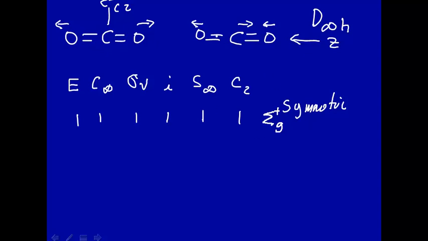Let's look at this particular vibration. Okay, if we rotate around the z-axis, nothing happens. The arrows still point in the same way. Oh, we forgot the 1 here. That'd be a 1. The sigma v, again, a plane containing the z-axis. There'll be no change in the direction of arrows. That'll be a 1.